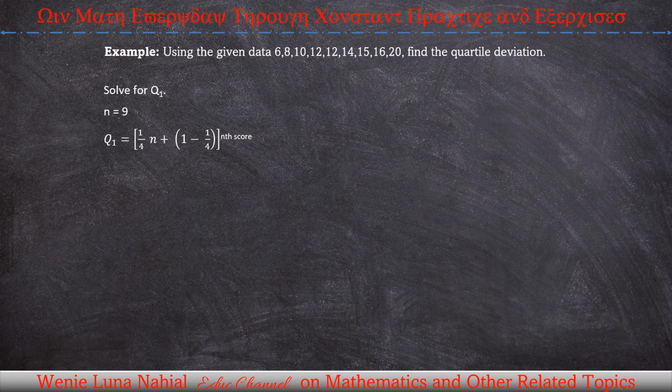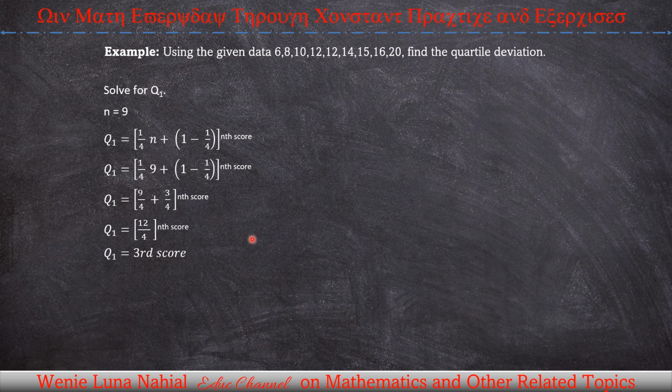Now, you substitute n by 9 and then multiply that by 1/4. Then 1 minus 1/4. Again, this 1 can be written as 4 over 4. Then copy the common denominator. Then 4 minus 1 is 3. So this becomes 12 over 4 because 9 plus 3 is 12. So this is equal to the third score of the observation.